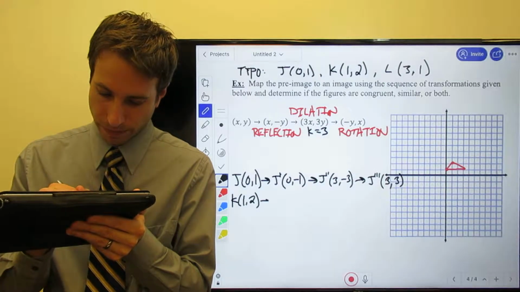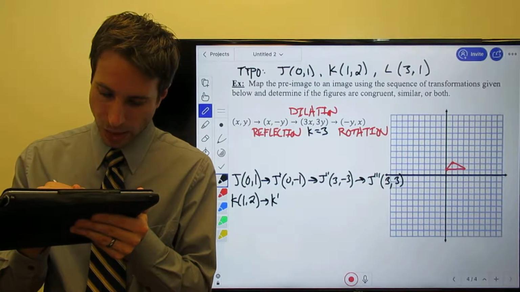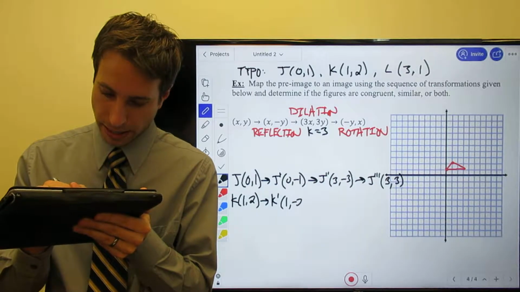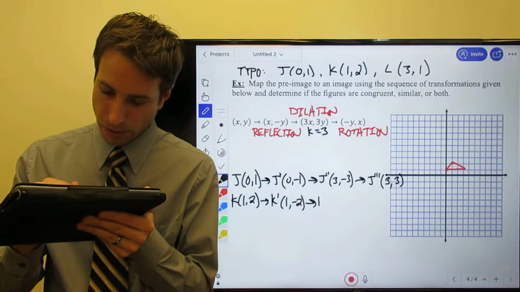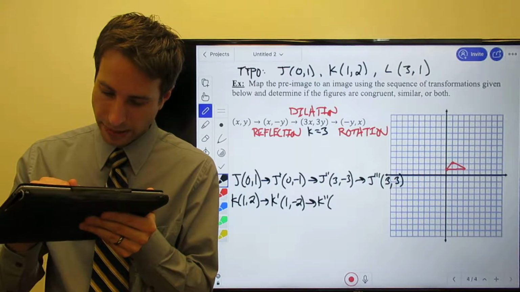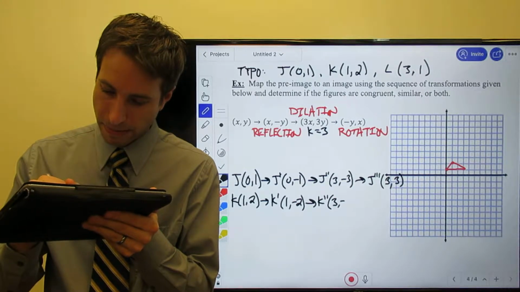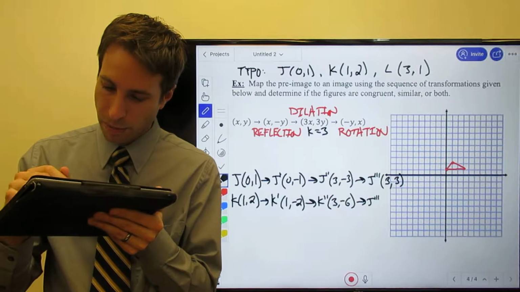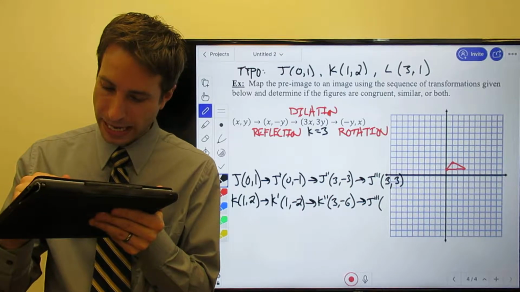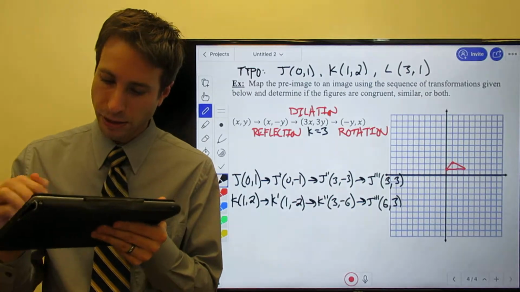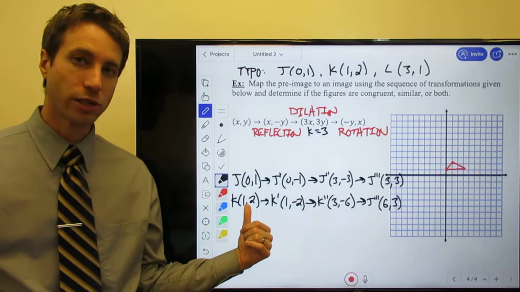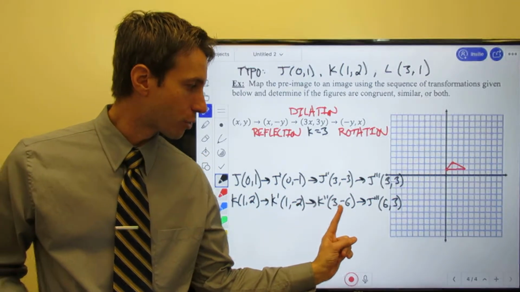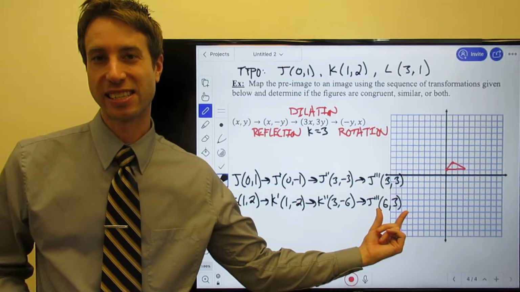All right, the first one, K prime, make the y negative. 1, negative 2. Then multiply them both by 3. So that's going to be 3, negative 6. Then put the y first and multiply it by a negative. That's going to be a 6, 3. So I started off at 1, 2. I apply the sequence of transformations, and I finish at 6, 3.